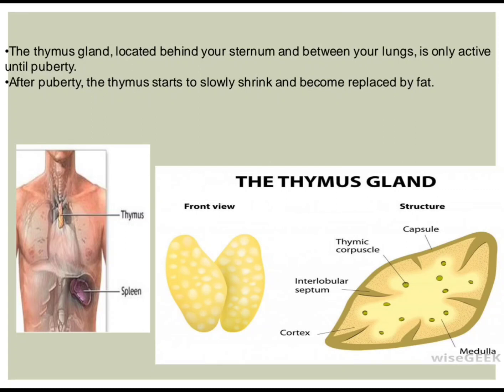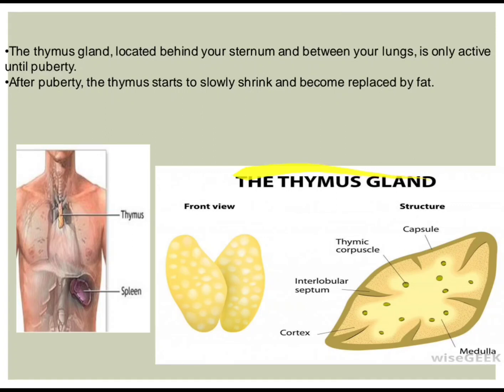Moving on, the next primary lymphoid organ is your thymus. Now where is the thymus gland? It is located behind the sternum and between your lungs. This is the place where the thymus is present. It is active only until puberty. After puberty, it gets converted into a fatty mass. Slowly it starts shrinking after puberty, and it gets converted into a fatty mass.